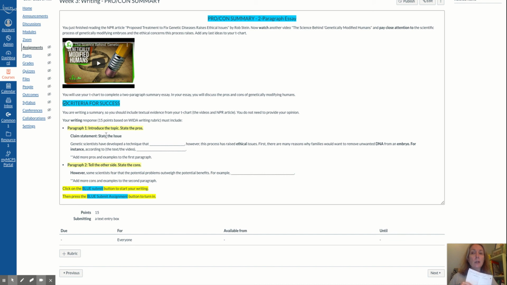Paragraph one is going to introduce the topic, and you're going to state the pros, which means what are the benefits of the process. So we gave you some sentence frames here to get you started. Paragraph two is going to tell the other side, like what are the cons or the problems that this scientific process causes, okay? So we gave you sentence frames here. You can fill in, and when it has the dot, dot, dot here, it's telling you to add more examples. Don't just give one benefit and one problem. Make sure you're using several from your T-chart. Okay.